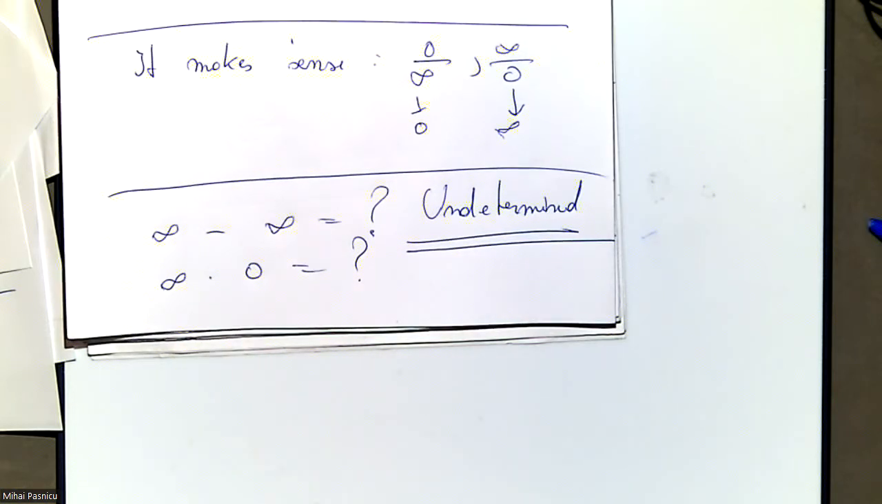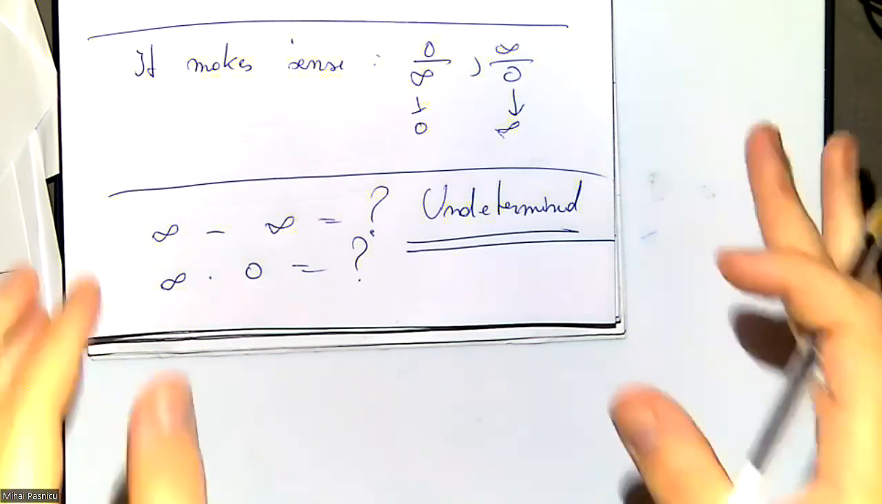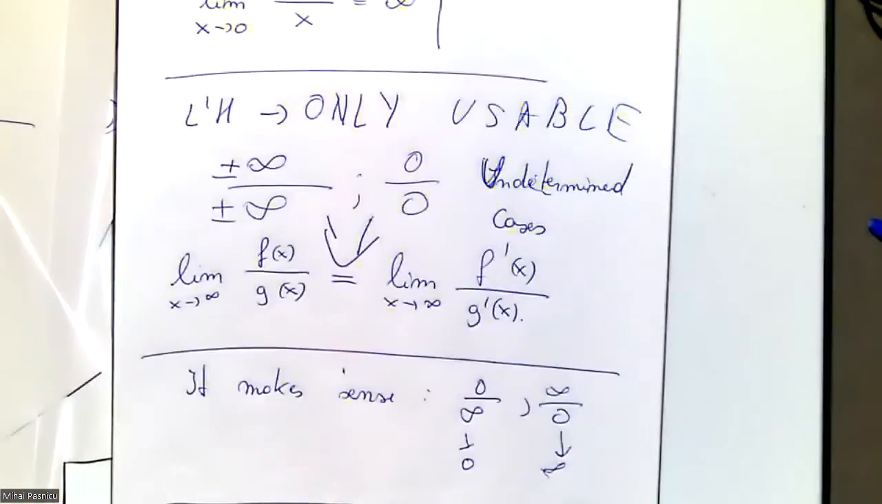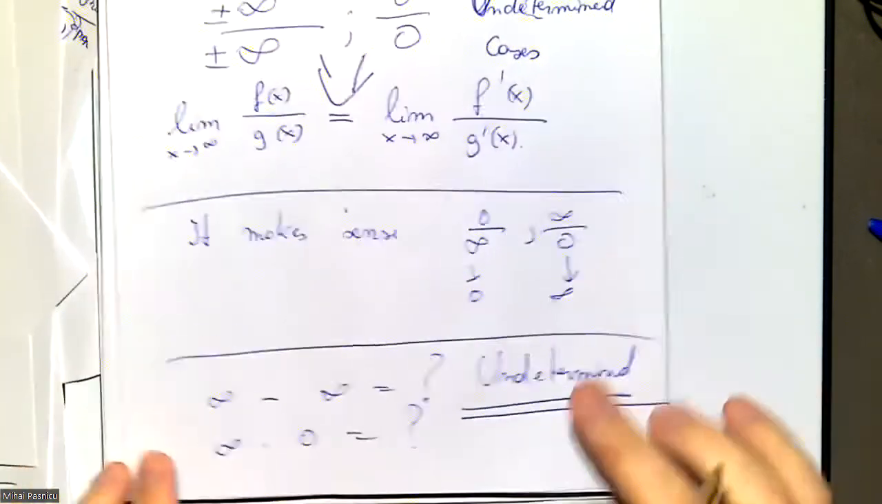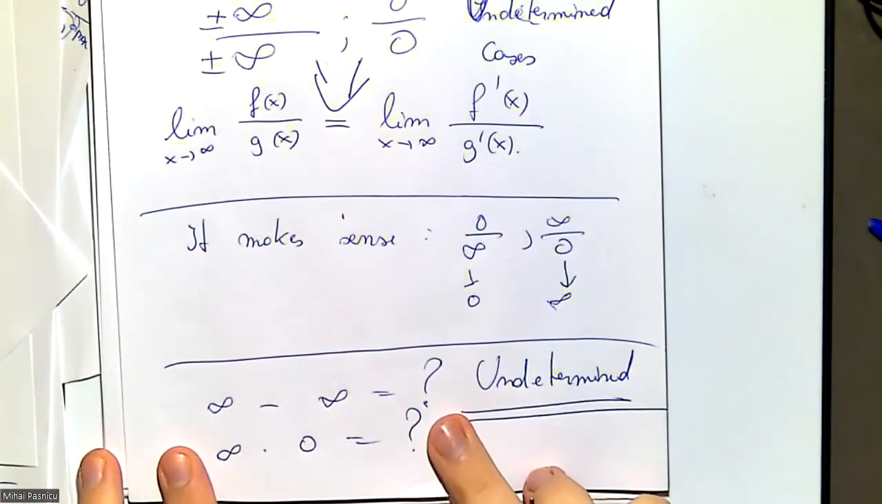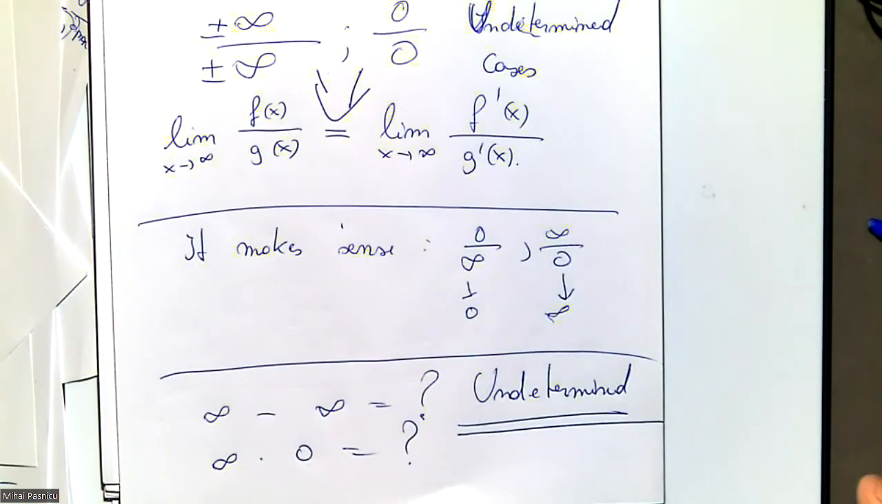So how do you deal with these cases? Since they're undetermined, right? Keep in mind, I said that L'Hopital is only used in the undetermined cases, and it's enough because everything else can be computed. Did I lie when I told you that everything else can be computed here? No, not really. Let's take an example.